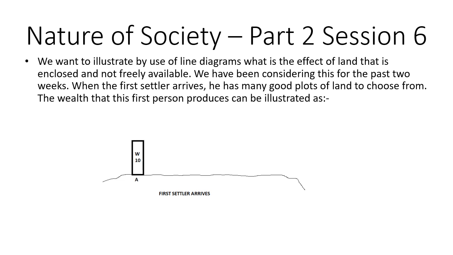When the first settler arrives, he has many good plots of land to choose from. The wealth that this first person produces can be illustrated by this line diagram. So the first arrival comes and he produces a wealth of product of 10 units.